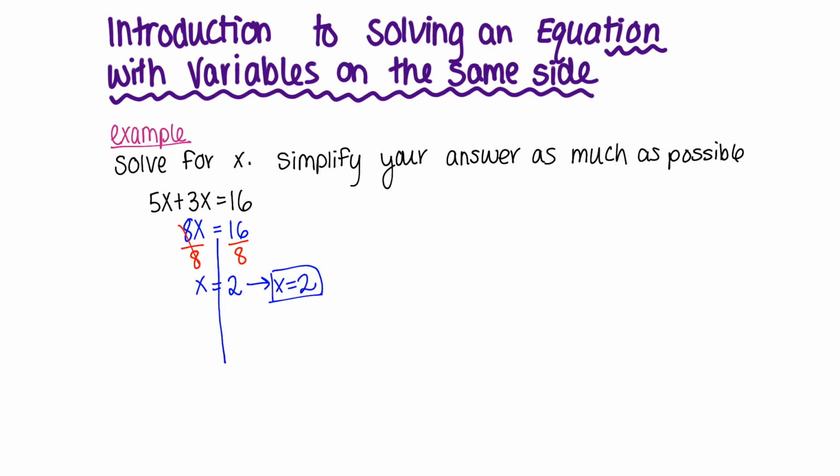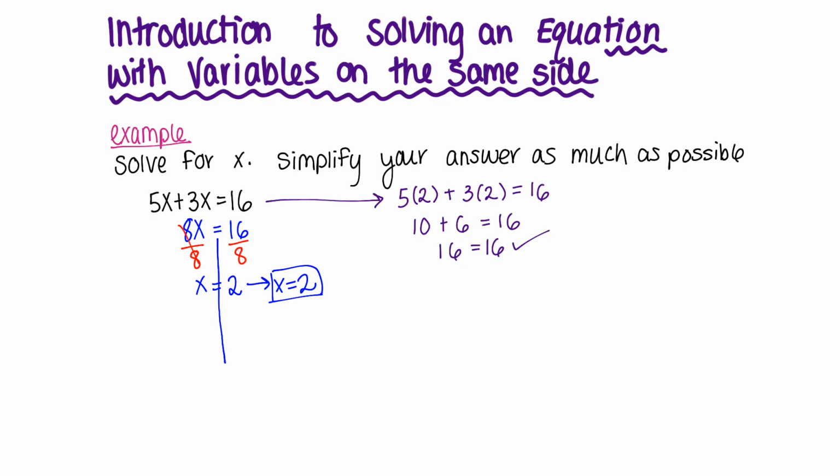We can go ahead and check this answer by plugging it into our original equation instead of x. Now, you don't have to always do this, but it's a really good idea to do it if you have time on an exam. I won't do it for the rest of the problems, but I'll do it for the first one to show you how it works. So 5, and then instead of x, we have 2, plus 3 times 2 equals 16. 5 times 2 is 10, 3 times 2 is 6, 10 plus 6 is indeed 16, so we have 16 equals 16, which means our answer is correct.